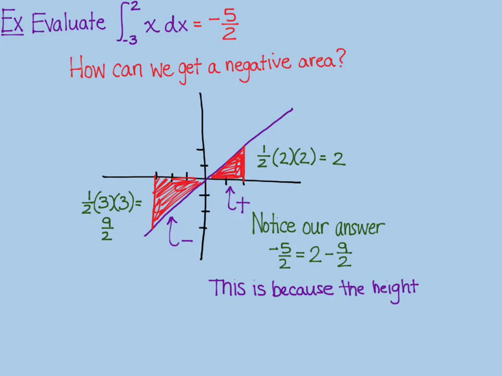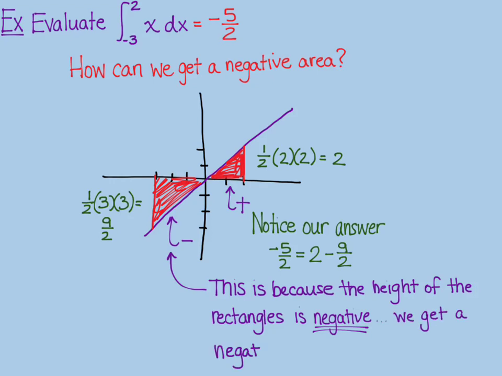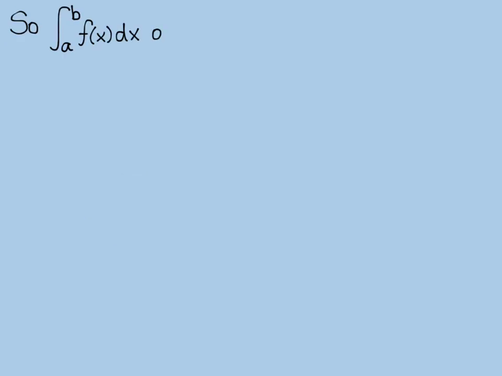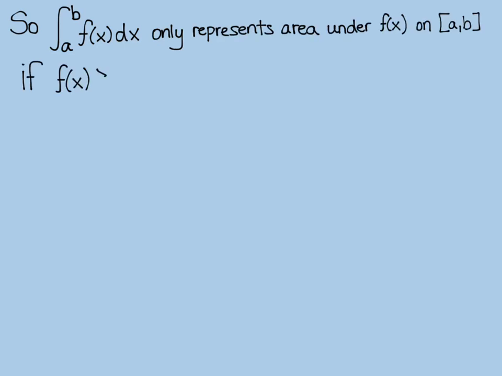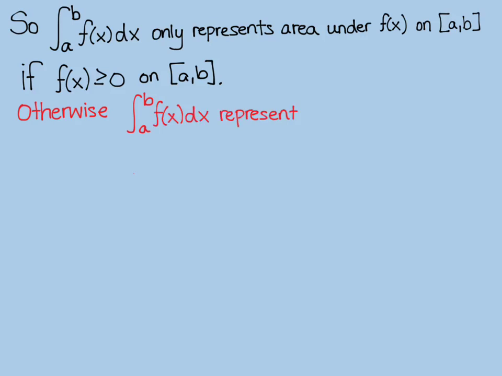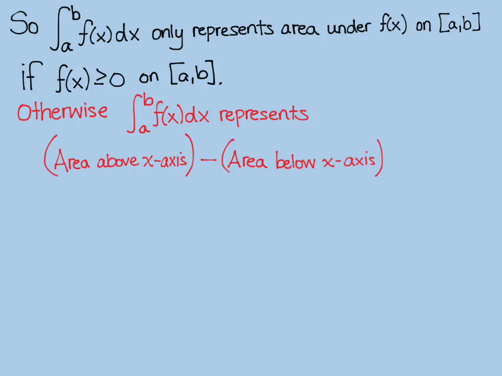This is because the height of the rectangle for the negative values of x actually gives us negative heights. So when we do the base, which is always positive, times a negative height, we end up with a negative area for those rectangle pieces. That means that the integral from a to b of f of x dx only represents an area under the curve if f of x is greater than or equal to 0 on that interval. Otherwise, it represents the sum of all the areas above the x-axis minus all the areas below the x-axis.